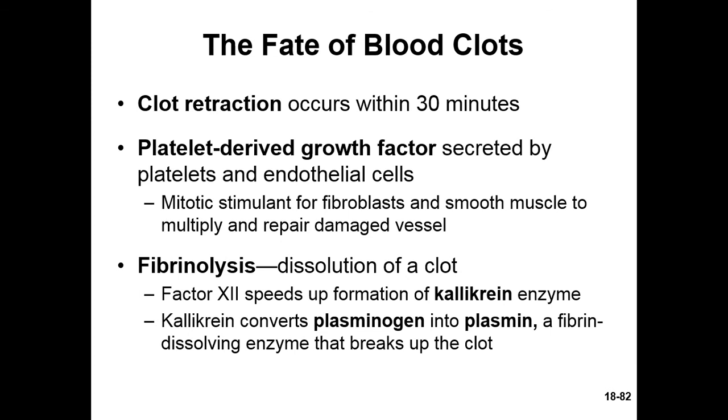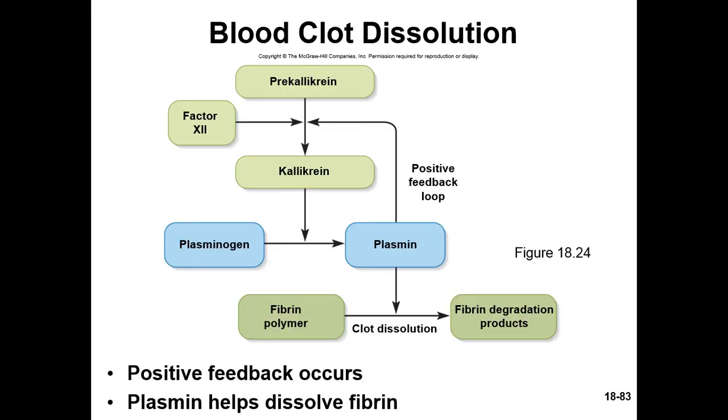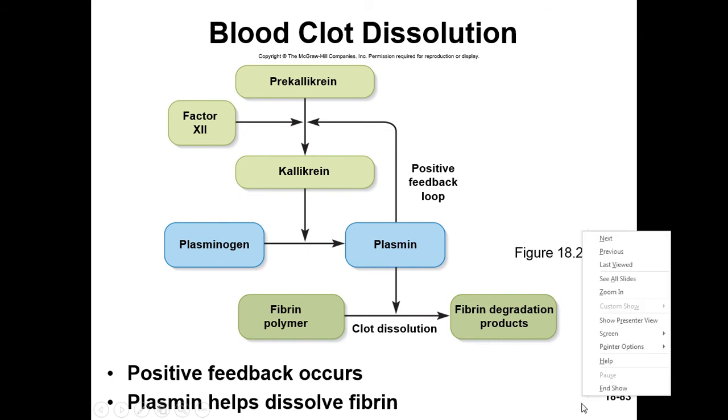Clot retraction occurs within 30 minutes. Platelet-derived growth factor is secreted, giving mitotic stimulation for fibroblasts, and then we see repair of the damaged vessel. Kallikrein enzymes convert plasminogen to plasmin, and this is a fibrin-dissolving enzyme that breaks the clot down to cut down on internal emboli. Alright, this is just a schematic of our blood clots that's taking place.